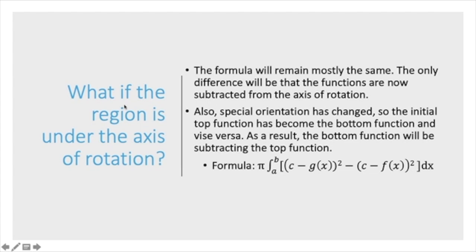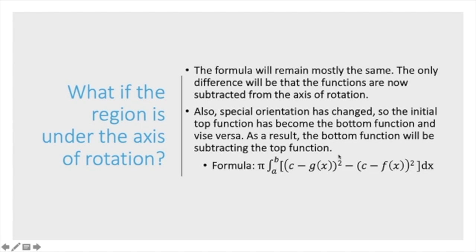So what if the region is under the axis of rotation, as I just mentioned prior? The formula will remain mostly the same. The only difference is that the functions are now subtracted from the axis of rotation. Also, I know this says special orientation. It should say spatial orientation, S-P-A-T-I-A-L, has changed.